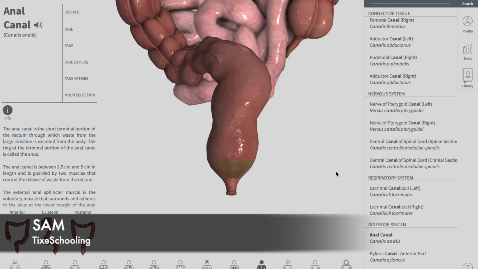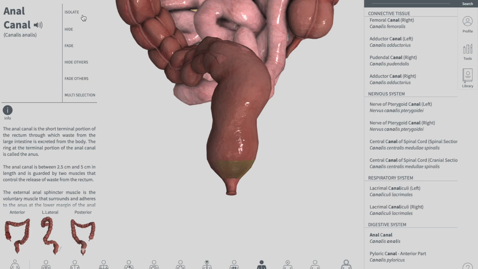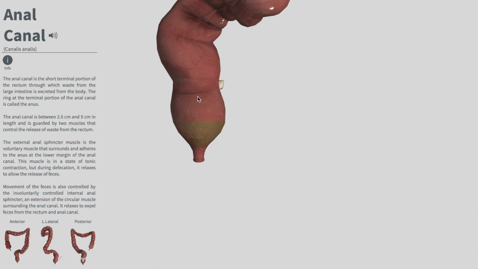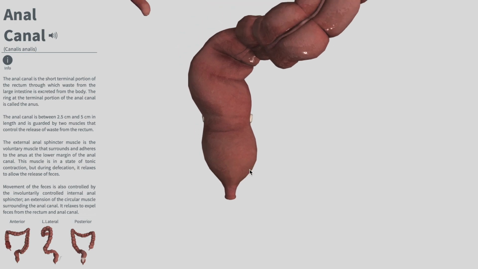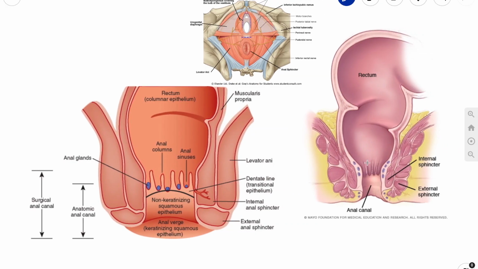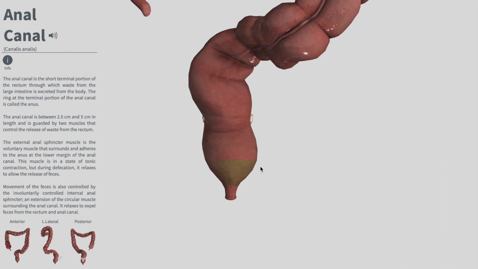In this session of the video, we're actually going to talk about the anal canal. The anal canal is the final segment of your gastrointestinal tract. It has an important role in defecation and maintaining fecal continence. In this session, we'll be talking about the internal structure, outer structure, nerve supply, and everything related to the anal canal.